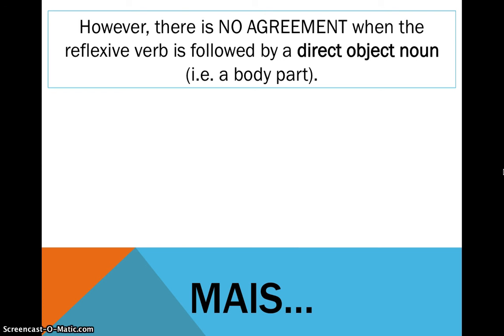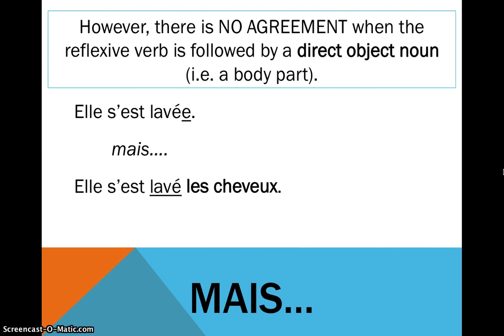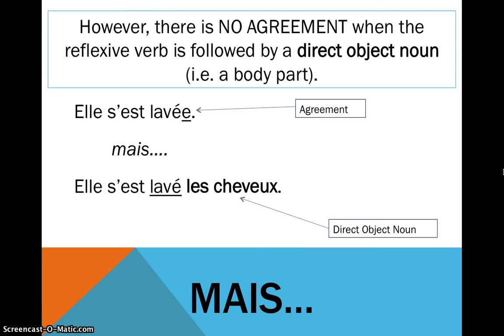A situation that we're going to talk about now where there is no agreement with reflexive verbs in the past tense is if that reflexive verb is followed by a direct object. In this case, we would often talk about a body part. So if you look at these sentences, we have elle s'est lavée. We have agreement because it's feminine. But that second sentence, elle s'est lavé les cheveux, the subject is still feminine, but because there's that direct object noun after the verb, we have no agreement with the subject. Okay, we'll practice this so you'll feel more comfortable with it.